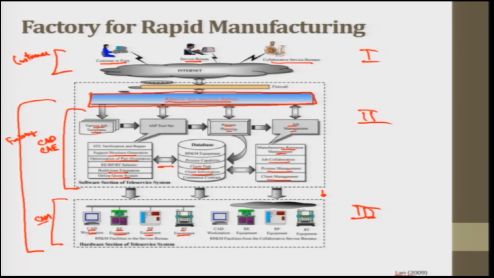So this is the hardware section. It is mentioned very clearly. This is the software section. They are putting it as the software section, the second part. This is the hardware section, the third part. Okay, this is the web-based manufacturing.